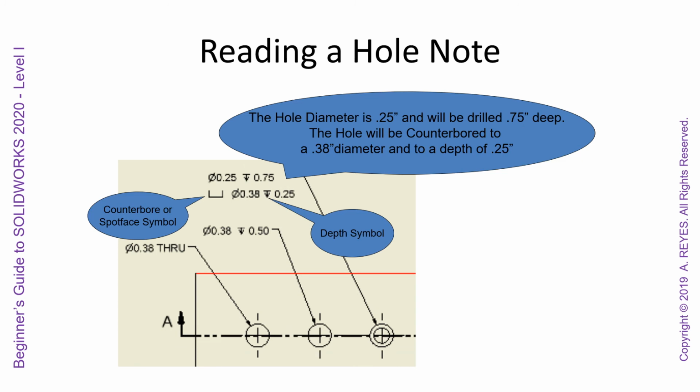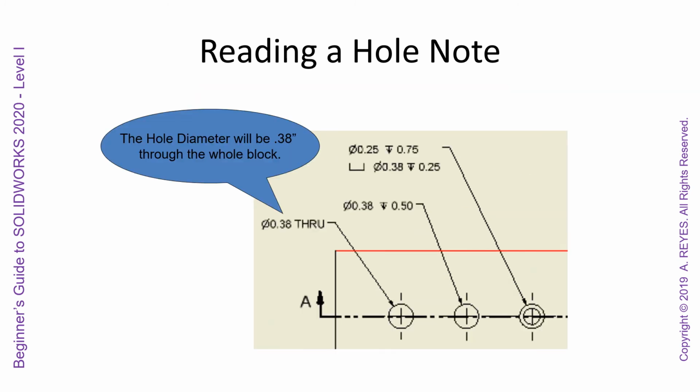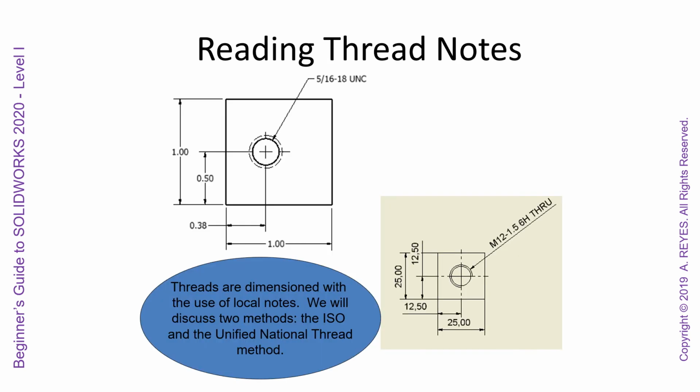So here we see the hole diameter is 0.25 inches and will be drilled 0.75 inches deep. The hole will be counterbored to a 0.38 inch diameter to a depth of a quarter of an inch. So there we see our counterbore or spot face symbol and our depth symbol. This hole diameter will be 0.38 inch drilled 0.5 inches deep, and this one will be 0.38 inches all the way through the block.